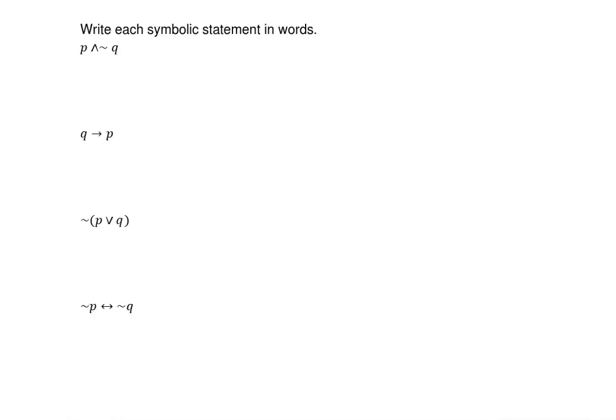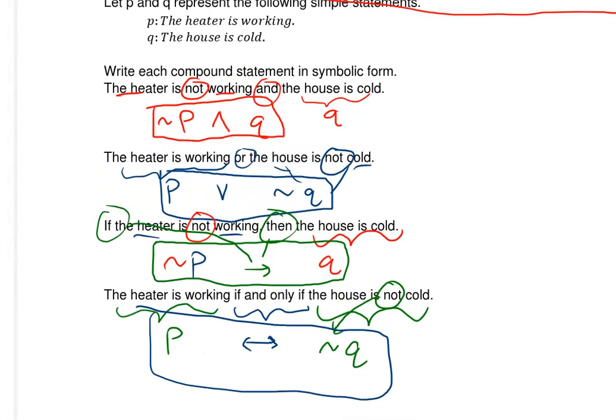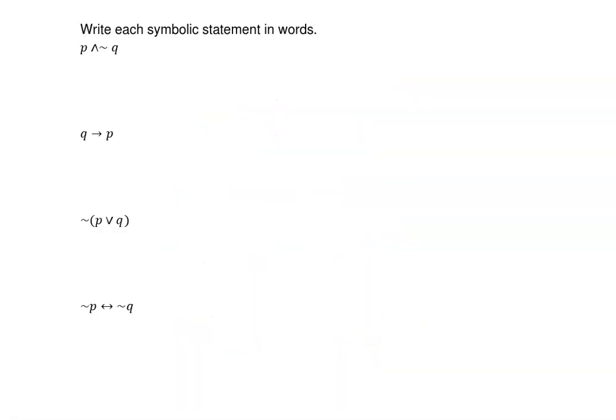This is going to be hard to do. We want to write each of these symbolic statements in words. So again, I'm going to have to write this out in words. And I think we're supposed to use the example that we were just using, which is on the previous page. So you might just have to go back in your video. I think I can remember what the statements are. P is that the heater is working. Q is that the house is cold, right? Let me just double check to make sure I got that right. All right. Heater is working, house is cold. All right. So P is that the heater is working. Q is that the house is cold.